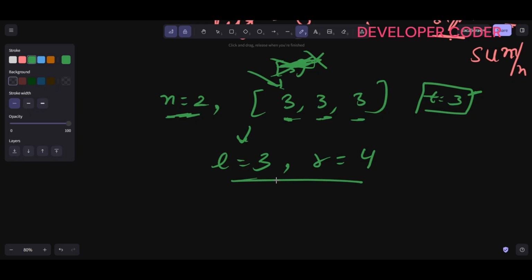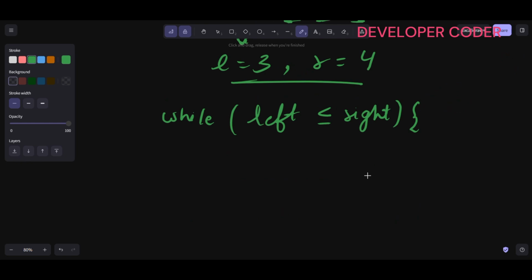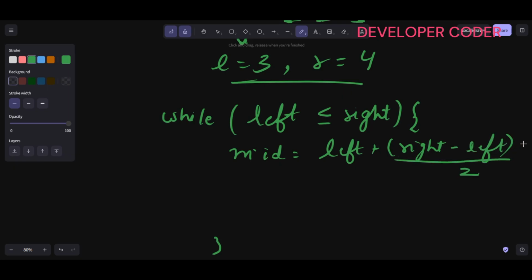Now, how do you do the binary search? You have to run one while loop: while left is less than or equal to right. Inside this, you have to calculate the mid. How do you calculate the mid value? You can write it as left plus (right minus left) by 2. Now why am I writing it like this?